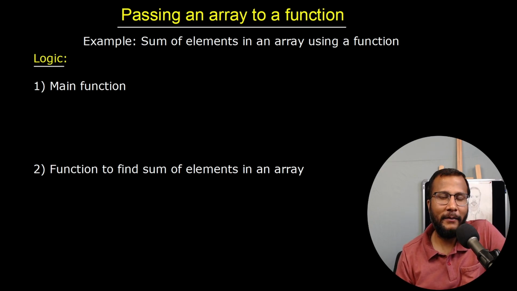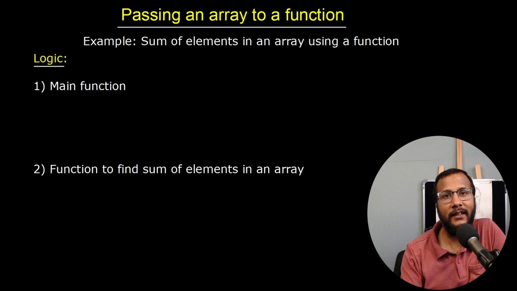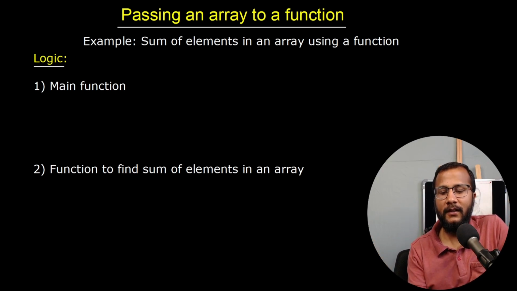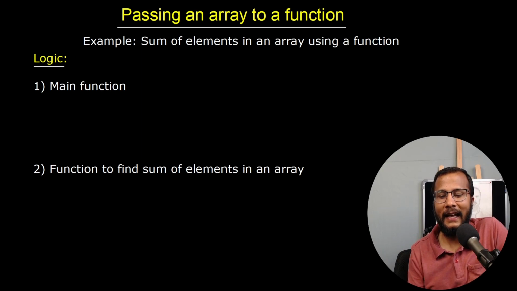Now let's take the same example, but we are going to do this on an array. Array is a vector, we have already discussed this. It's a vector quantity, a collection of multiple objects together, let's say integer values together if it's an integer array. So the problem here is the sum of elements in an array using a function. How do I find the sum of elements in an integer array using a function?